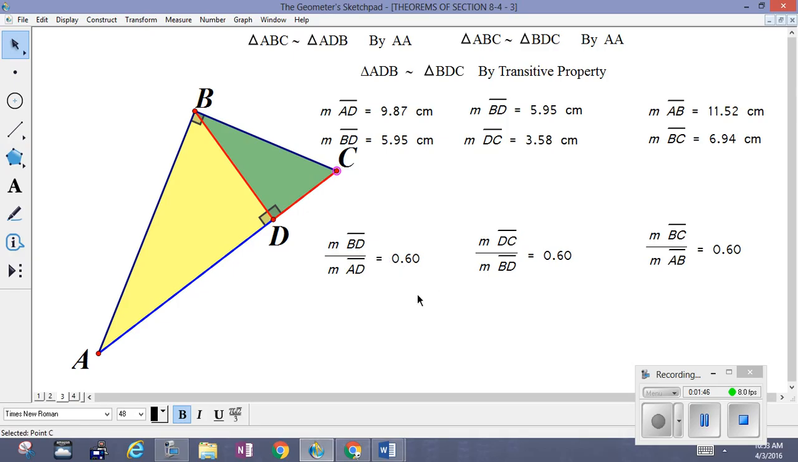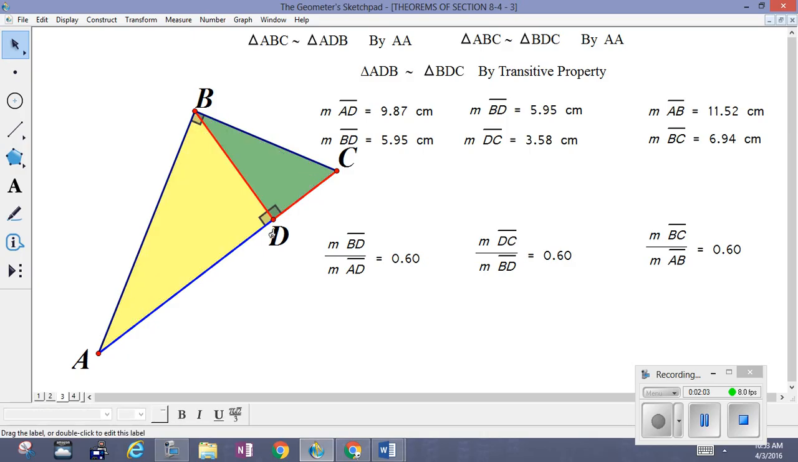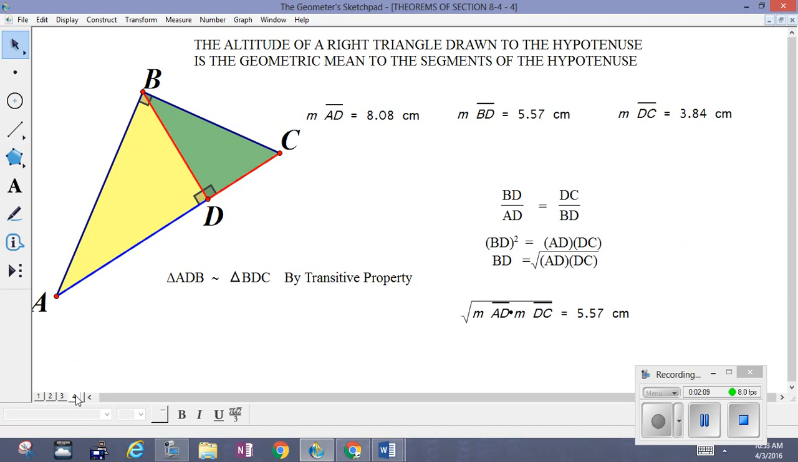So we've now shown that when this altitude BD is drawn from the right angle to the hypotenuse, the altitude meaning it meets at right angles, we've created two new triangles, each similar to the original triangle, and each similar to each other. And now what we will show is this. This is where we come up with the geometric mean.